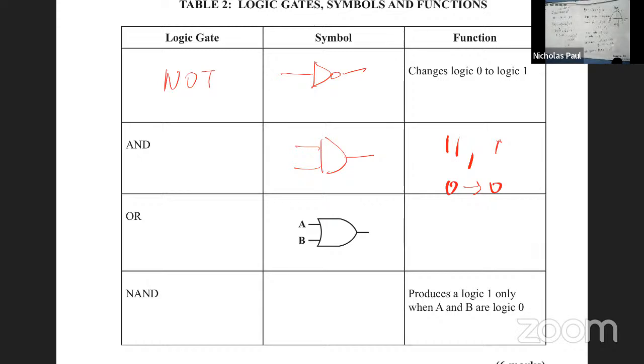OR gate, you can tell them a 1 will always give you a 1. In words, right? One will always give you a one. NAND gate, an AND straight back with an inverter in front, produces a logic 1 only when A and B are 0. Yeah, that could work. Everybody okay with that? Yes, sir.